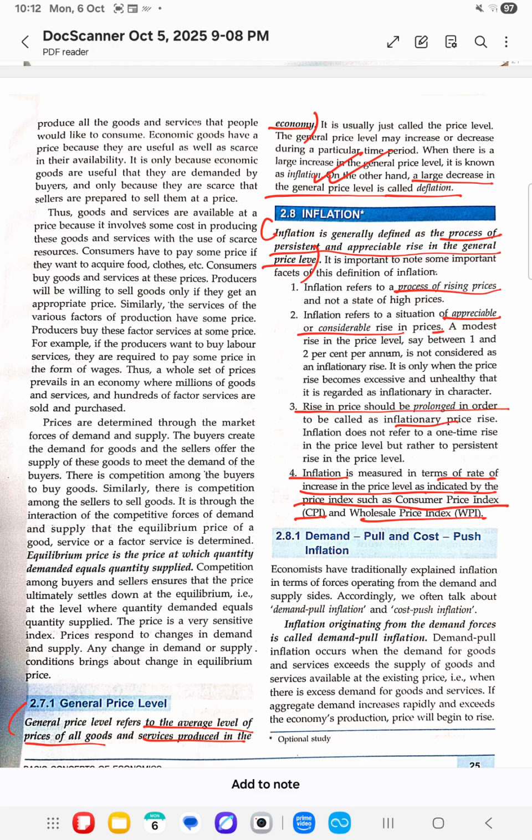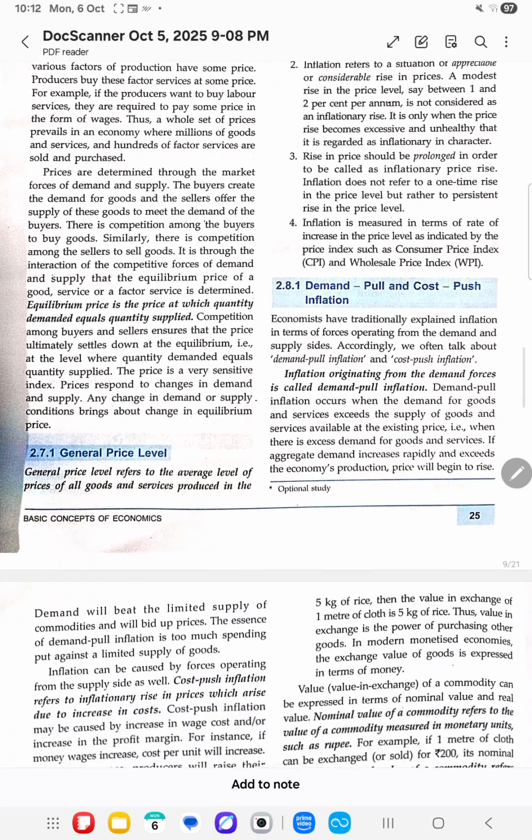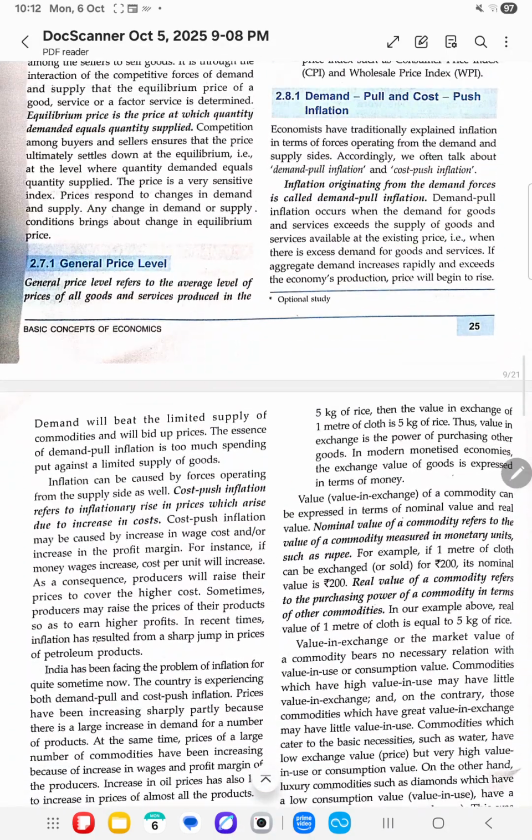Next up, you have demand pull and cost push inflation. What is demand pull and cost push inflation? Go through the definition: inflation originating from the demand forces is demand pull, and inflation referring to the price rise due to increase in cost is called cost push inflation.